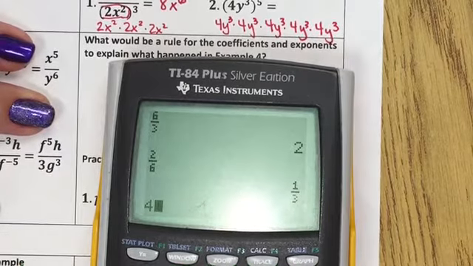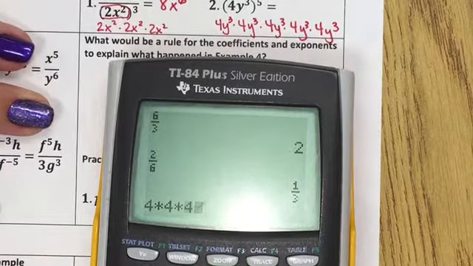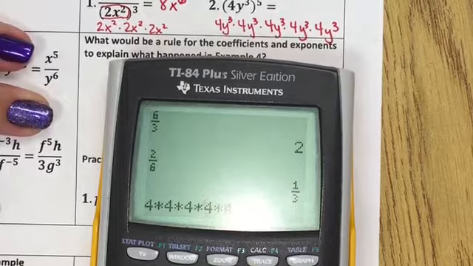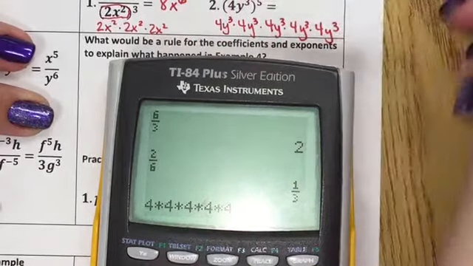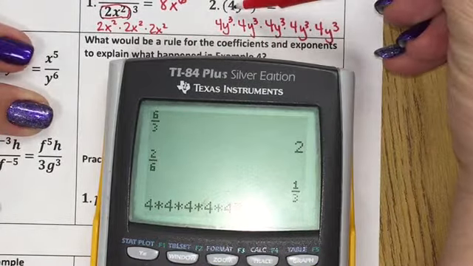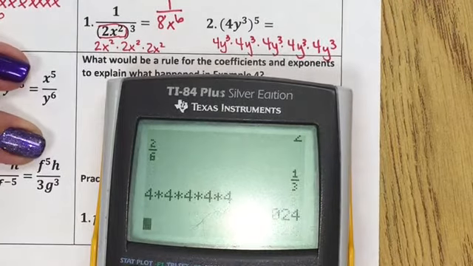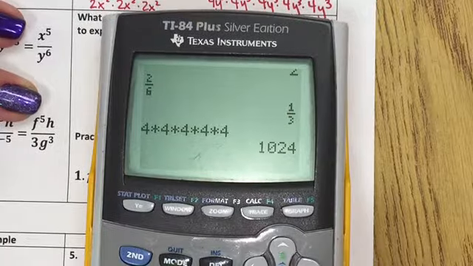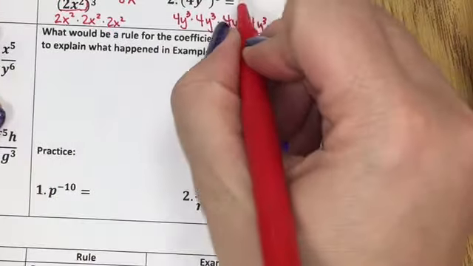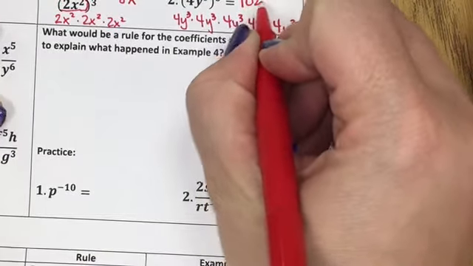You've got 4 times 4 times 4 times 4 times 4. So there are 5 4's. So see, 5 4's that are being multiplied. So what's that? Oh, good grief. 1,024. That's a huge number. All right, so our coefficient is going to be 1,024.